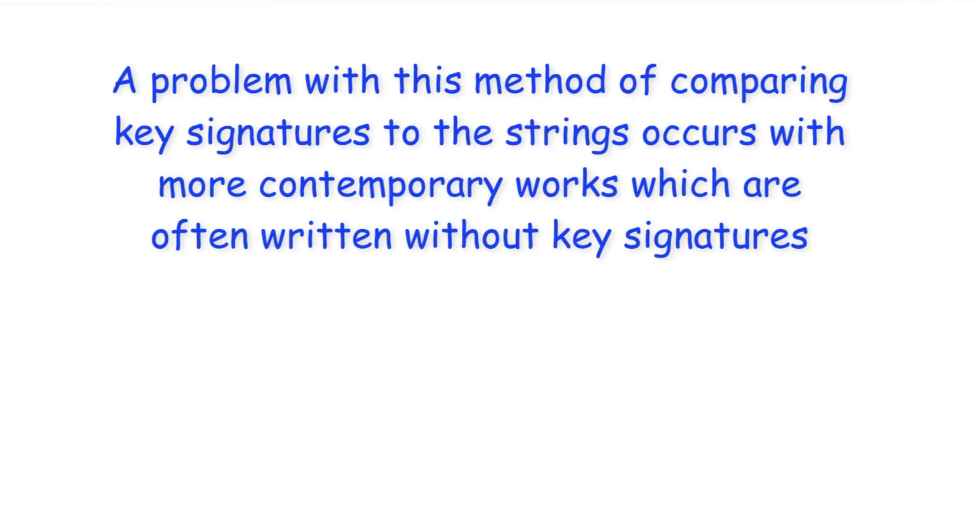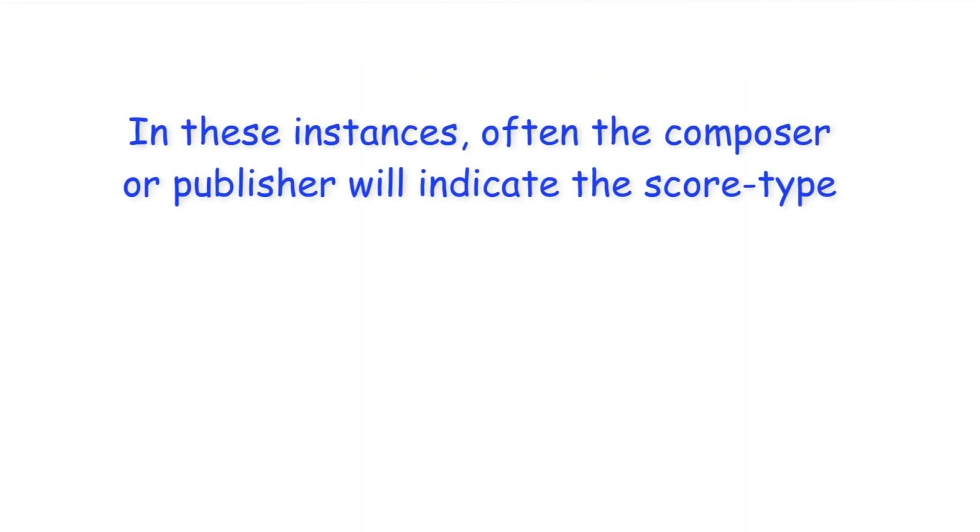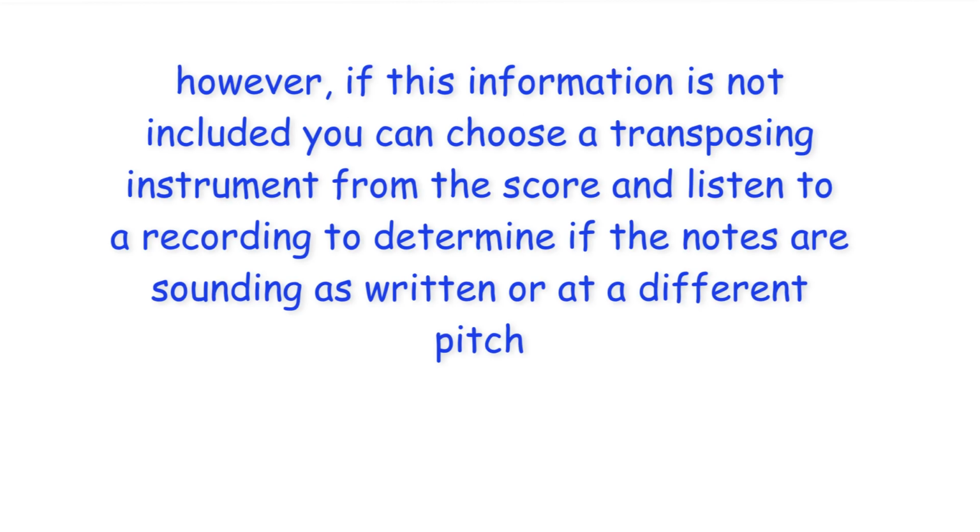A problem with this method of comparing key signatures to the strings occurs with more contemporary works, which are often written without key signatures. In these instances, often the composer or publisher will indicate the score type. However, if this information is not included, you can choose a transposing instrument from the score and listen to a recording to determine if the notes are sounding as written or at a different pitch.